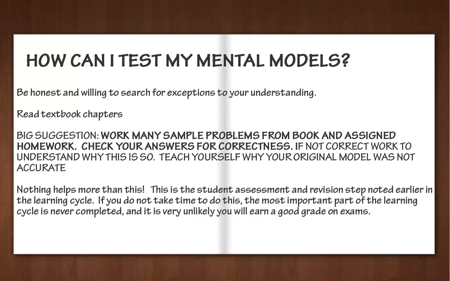One, you can read the textbook chapters to see if you come across any information that's inconsistent with your model. And beyond just reading the textbook chapters, maybe talk with other people. I mean, really any other information gathering, as long as that information is correct, can serve to modify your mental models. Now, in terms of other things that you can do to test your mental models, probably the biggest suggestion that I have for you is working as many sample problems from the book, the end of chapter questions at the end of the chapters, and the assigned homework.